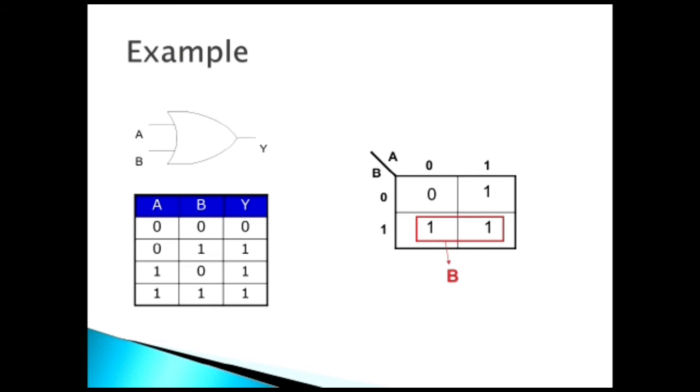In the same way, we will make another pair which is shown here. Now, this pair will give us the expression A, because in this case the value of A is unchanged while B is changing from 0 to 1. So, the expression of this example is A plus B.